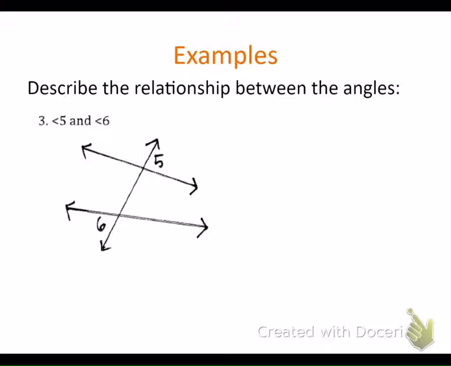What do you guys think? Alternate exterior. Why did you say alternate exterior? They're outside the two lines. Good. They're on opposite sides of the transversal. So these are alternate exterior.